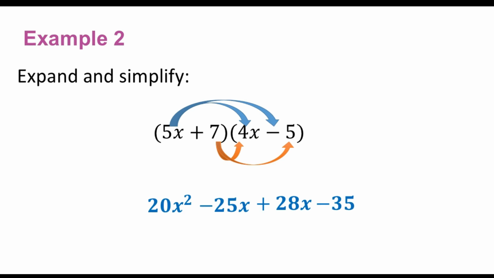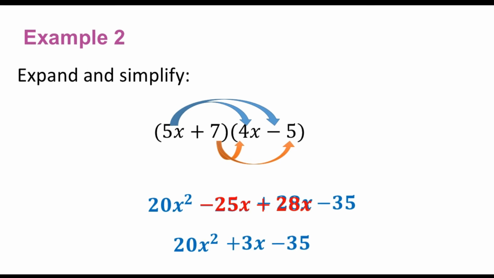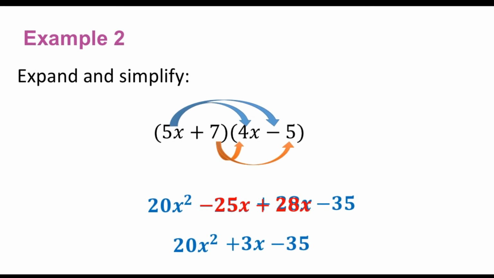Again, we can agree that negative 25x plus 28x are like terms, so those can be simplified. Also, the 20x squared remains, so I'm going to write it back. Negative 25x plus 28x, that's equal to a positive 3x, and then that negative 35 remains, I write it back. So my final answer is 20x squared plus 3x minus 35 in its simplest form.